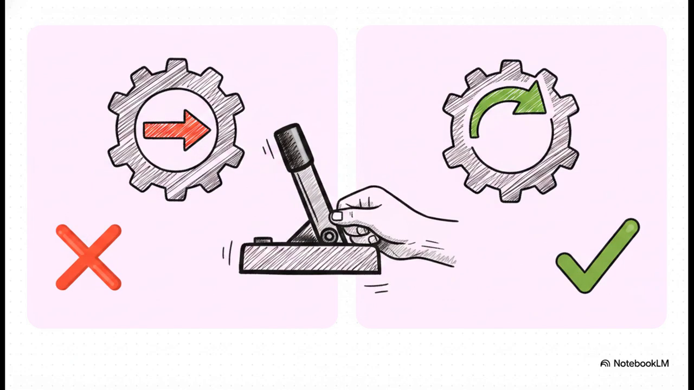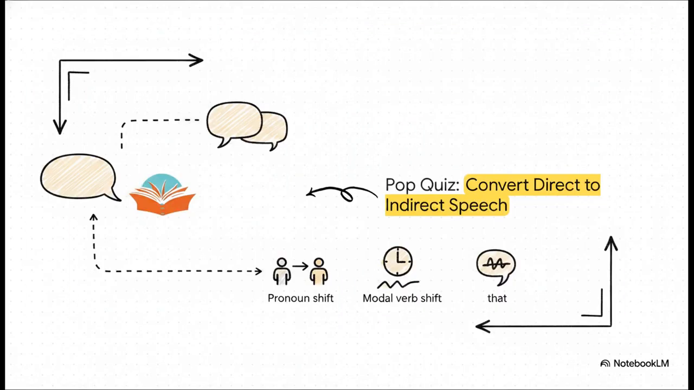Another huge mistake is forgetting to backshift your modal verbs. Check out the correct version here. Will absolutely must become would. Can becomes could. May becomes might. Now remember, words like would, could, should, and might generally stay exactly the same, but you absolutely must shift the present tense modals backward.